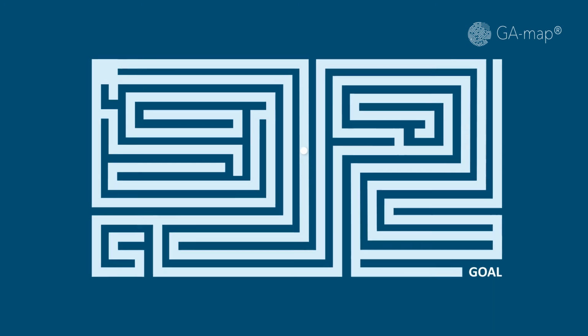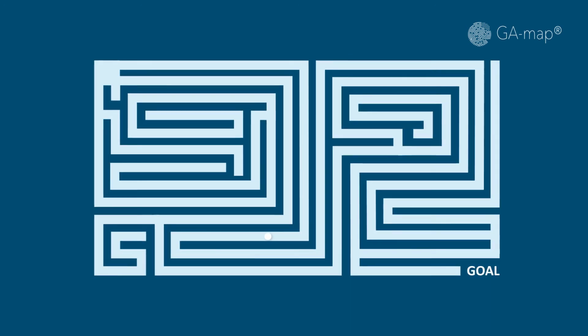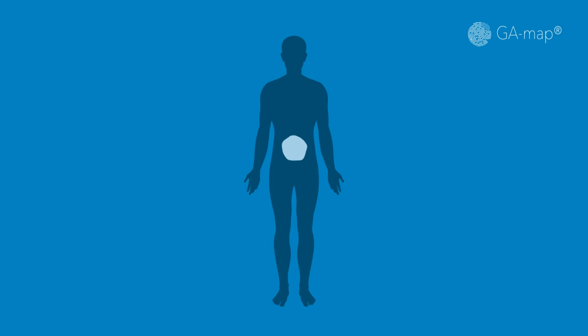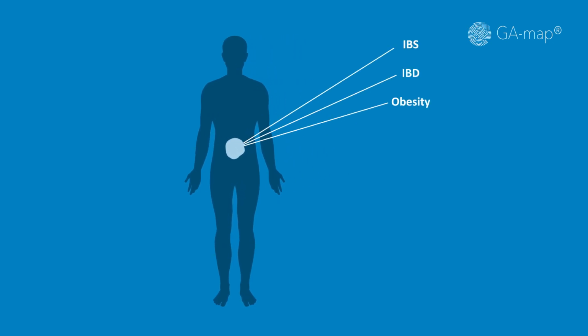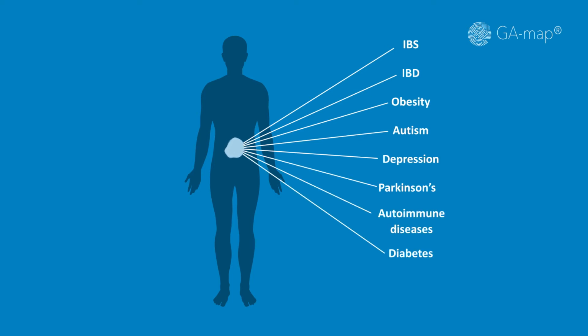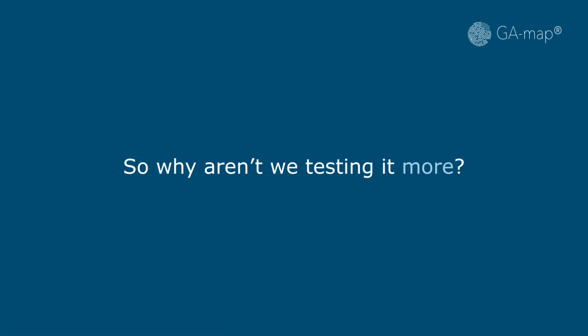But the gut holds a lot of potential for improving our health. In recent years, there has been research indicating that an imbalance in our microbiome is closely linked to a number of conditions and diseases like IBS, IBD, obesity, autism, depression, Parkinson's, autoimmune diseases, diabetes, and even cancer. So, why aren't we testing it more?